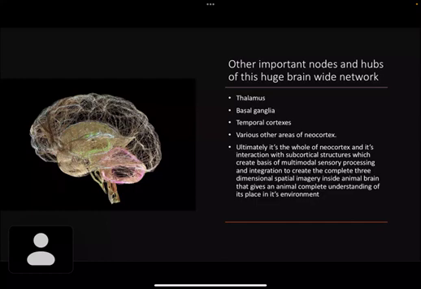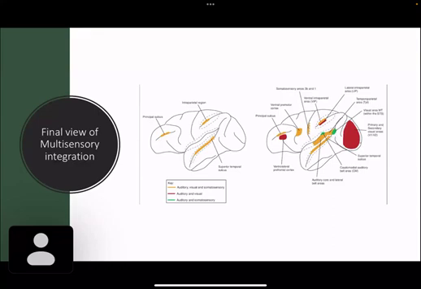Other important nodes and hubs of this huge brain-wide network: thalamus, basal ganglia, temporal cortex, various other areas of neocortex. Ultimately, it is the whole of neocortex and its interaction with subcortical structures, which create the basis of multimodal sensory processing and integration to create the complete three-dimensional spatial imagery inside the animal brain that gives an animal complete understanding of its place in its environment.